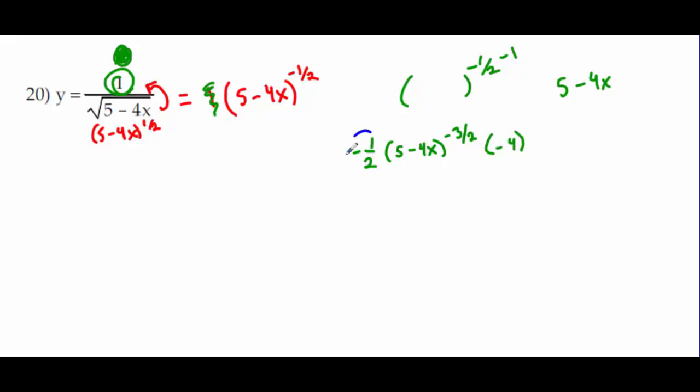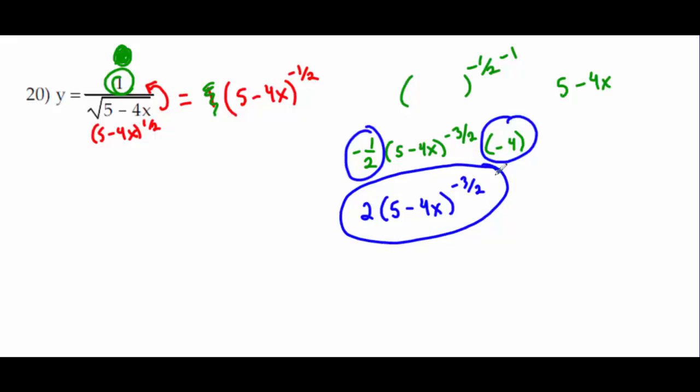So this is the case where I should definitely multiply these together, because that makes this look nicer. That would be a positive 2 times 5 minus 4x to the negative 3/2. And then I'm going to call that good. So there is the review for the middle of chapter 3.